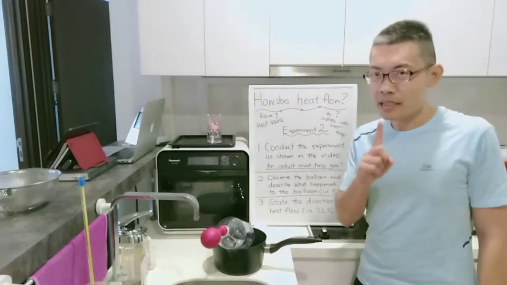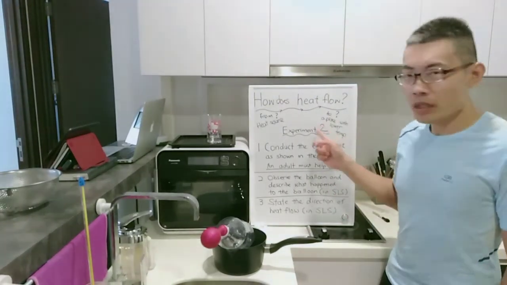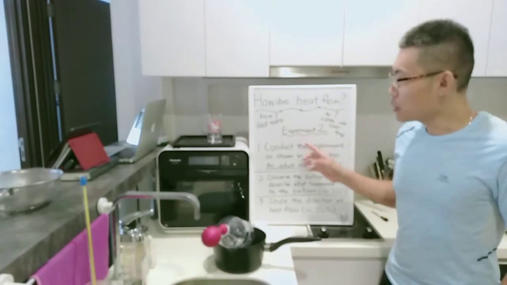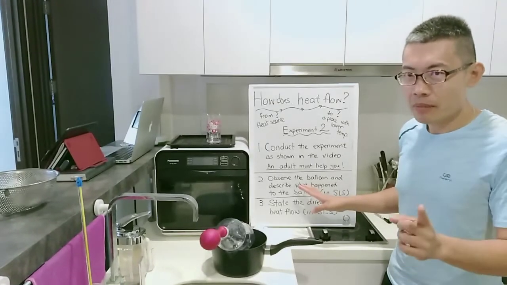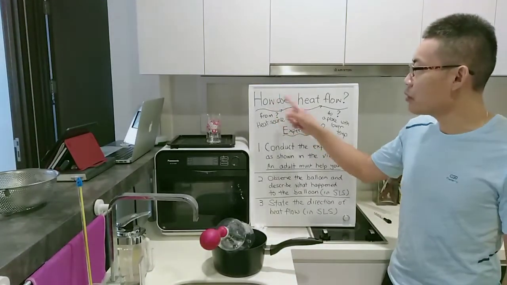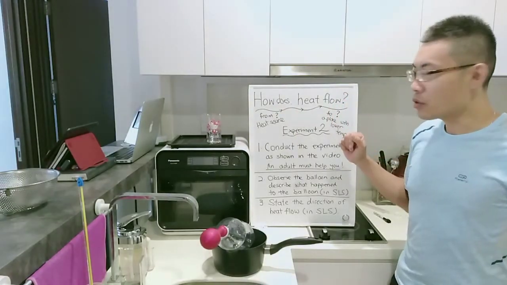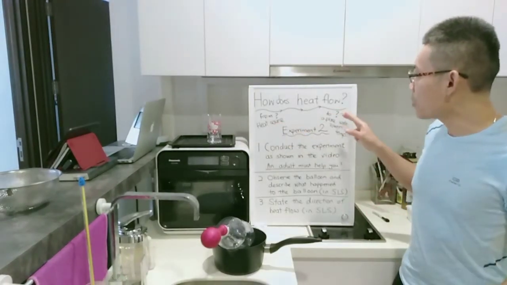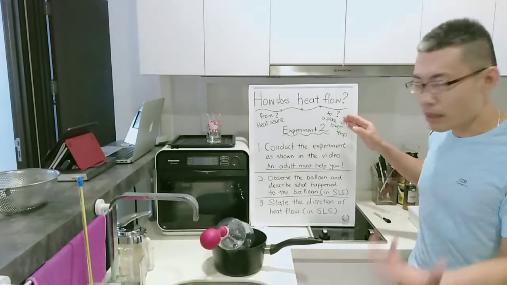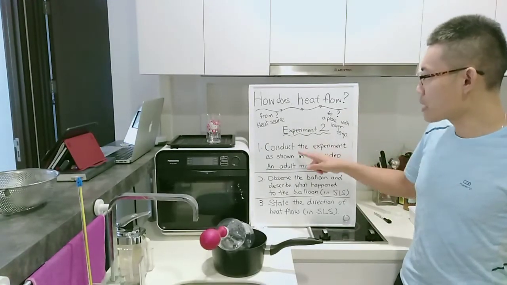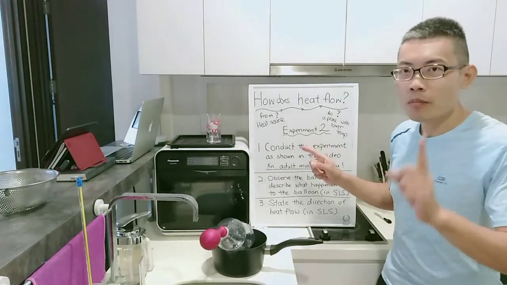Now, earlier on we did experiment number 1. Now we're going to work on experiment number 2. You'll notice that everything else is the same as experiment number 1. You're still going to learn about how heat flows. You're still going to learn about a heat source, and you're going to learn about a place with a lower temperature. You're still going to conduct the experiment as shown in the video with the help of an adult.